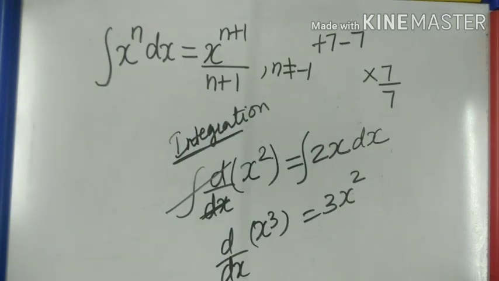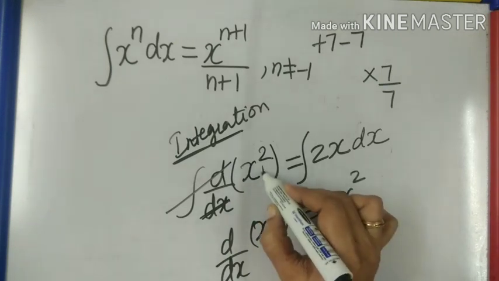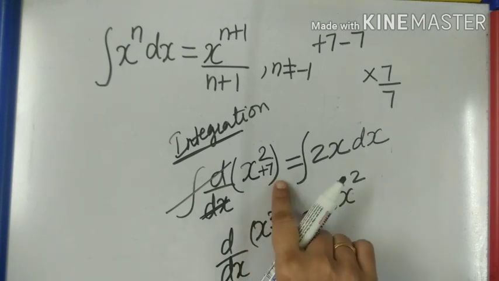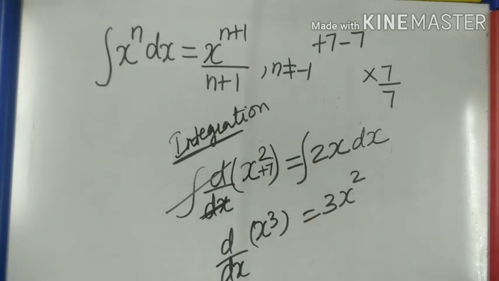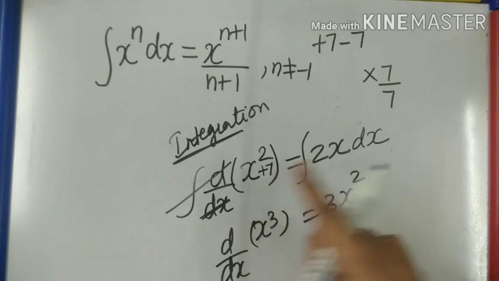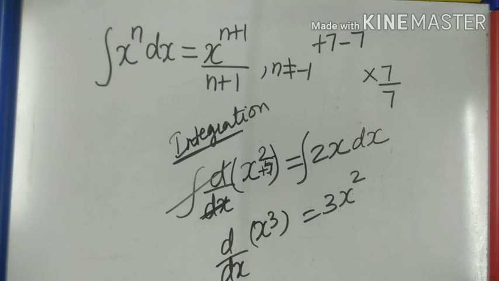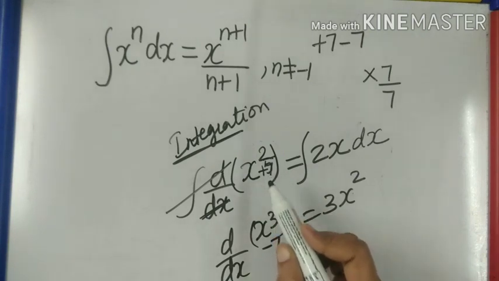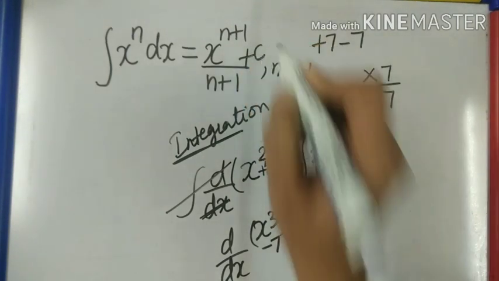And now remember, we said x square became 2x. Suppose in my question x square plus 7 is there. What happens? X square plus 7, x square becomes 2x, but 7 becomes 0. The constant, 7 becomes 0, 5 becomes 0, plus 7 becomes 0, minus 7 becomes 0. So let us remember, any constant that became 0 in differentiation, I should introduce in integration.